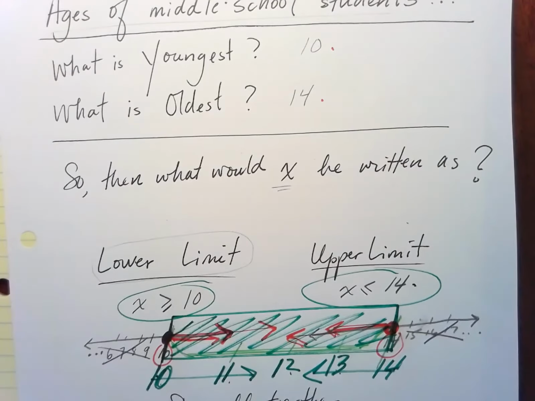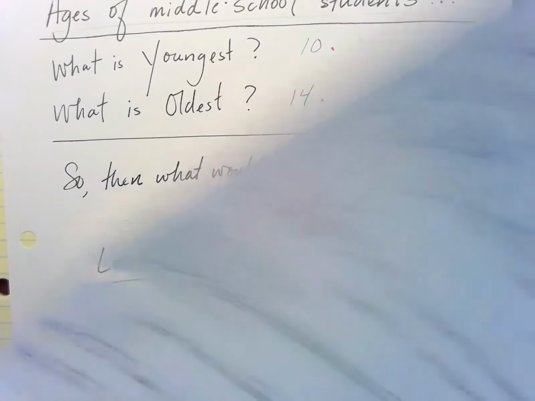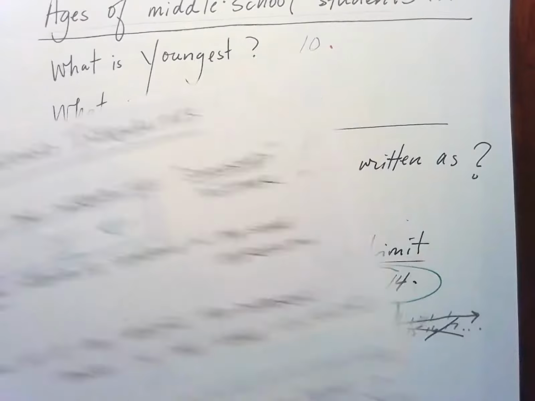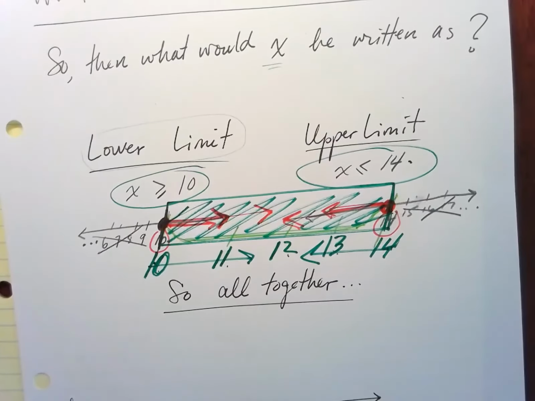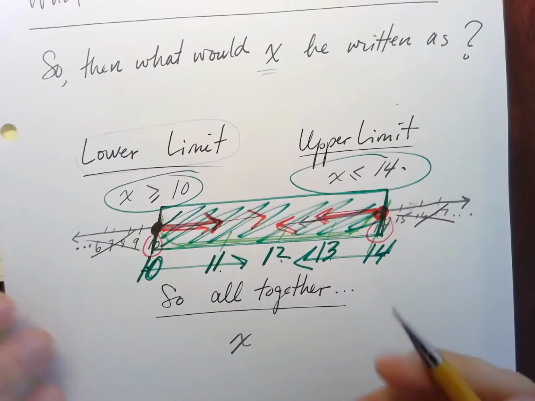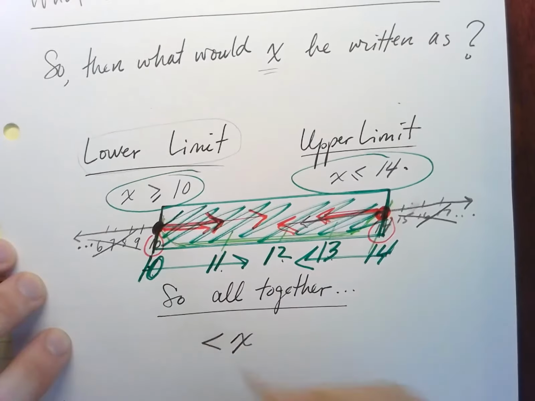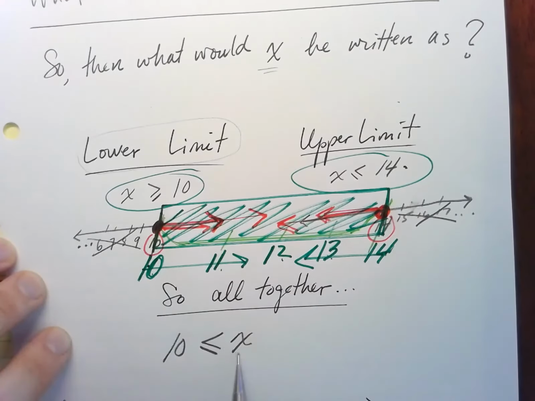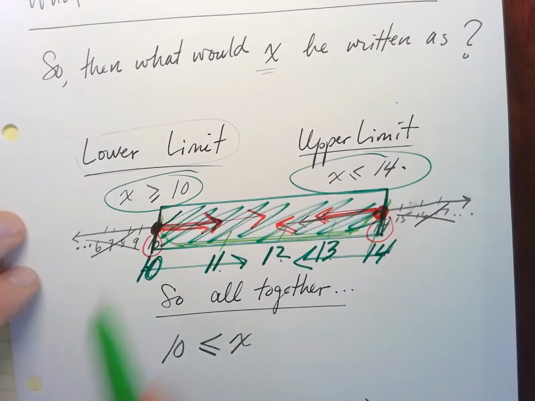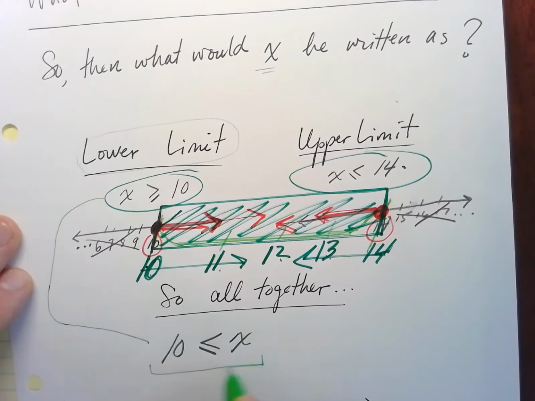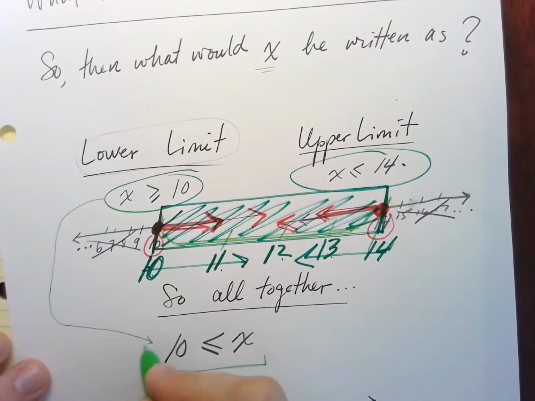We have two different inequalities that we have to combine together. And that's exactly what we're doing. We're combining two different inequalities and we're smushing them together. Okay? So, all together now, what is x? Well, x is greater than or equal to 10. Notice here, I have this same statement. So that statement right there is the same as what I wrote right here, okay? That's exactly what I wrote right there, even though it's backwards.